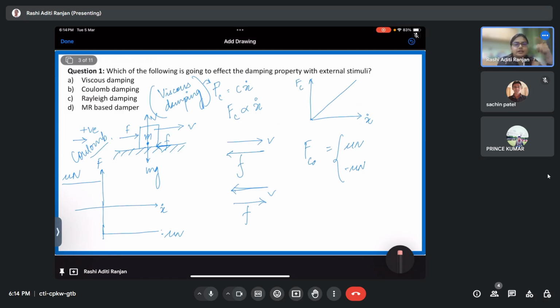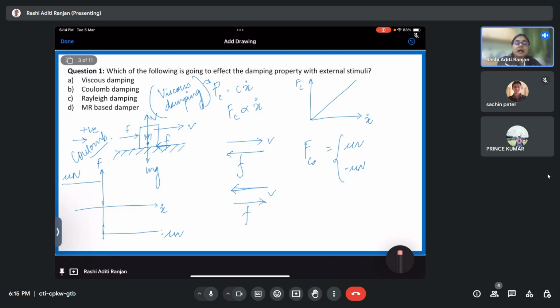Particle is going to get attracted with the magnetic field, right? So if I apply a magnetic field across that material, the iron particles are going to align themselves in some particular pattern. So what is going to happen? The property of the fluid is going to change. Whatever shear modulus it is possessing, it is going to change, isn't it? So because of that change of the property of the system, its damping effect is going to change, isn't it?